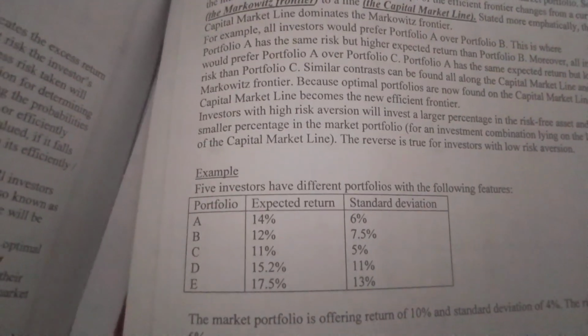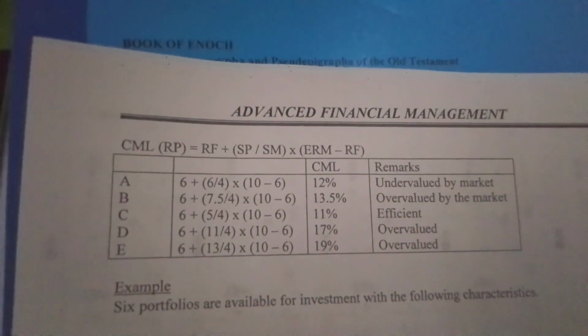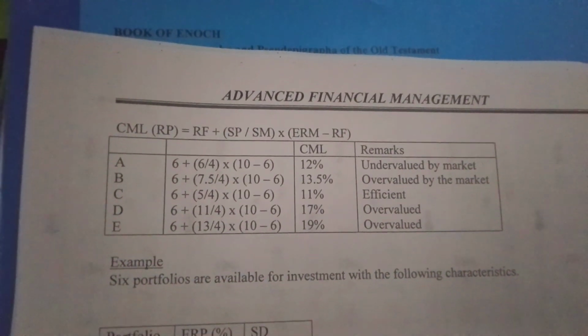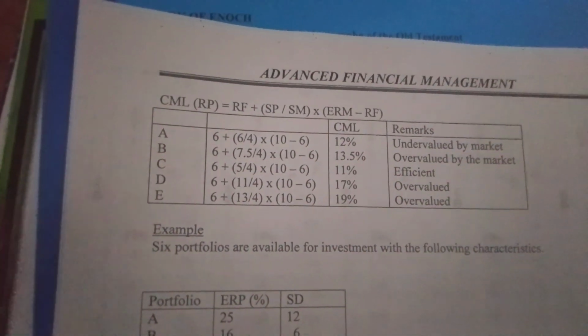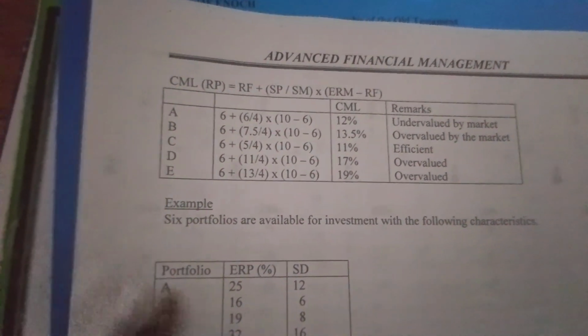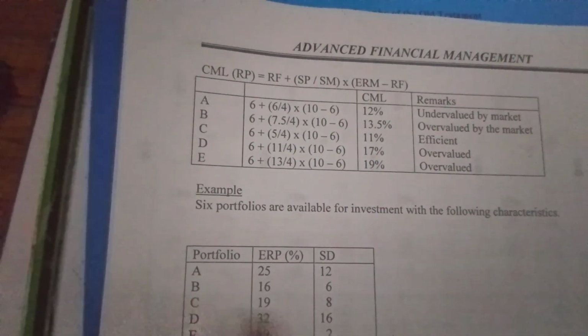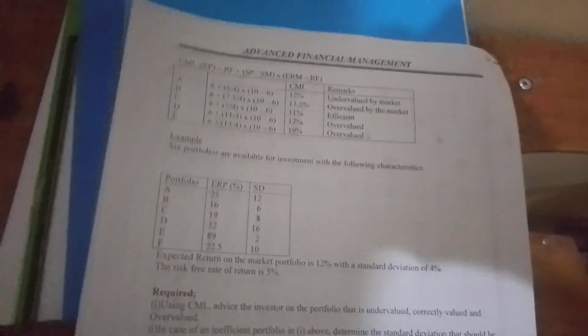For C, we have 11%. And what we have calculated for C is 11%. So that is efficient, or it is correctly valued. So you can check D and E. Compare what we expected on the other page with 17. Then for E, compare what is expected with 19, and you realize that those items are overvalued.